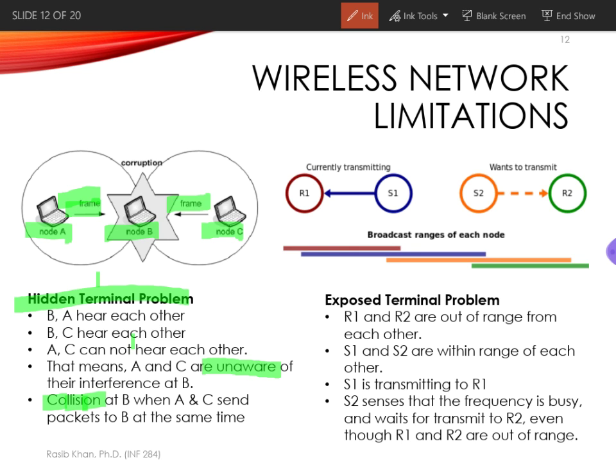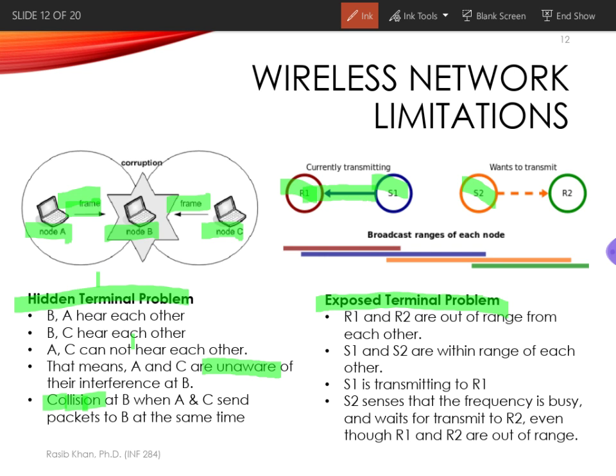The other side of the coin, in terms of the name, is the exposed terminal problem. And in this case, we have to consider four nodes. So let's say we have two nodes, source 1 and source 2. As you can see from the diagram here, source 1 and receiver 1 are within the range of each other, and there is an ongoing transmission from source 1 to R1.